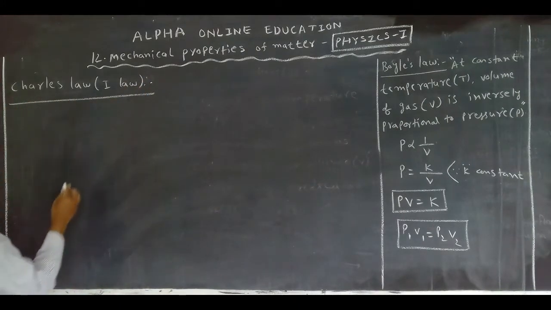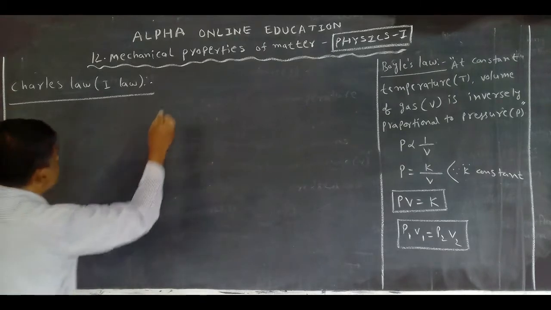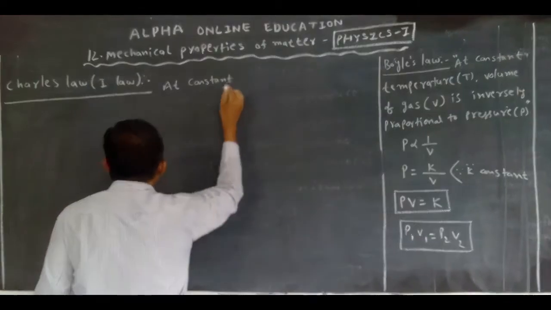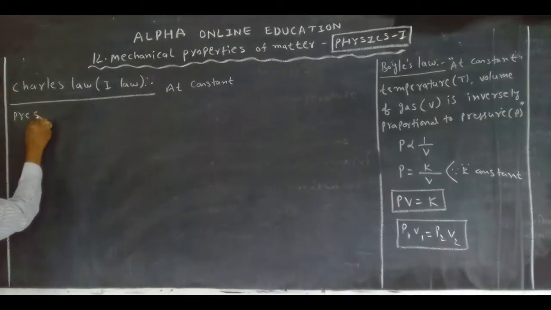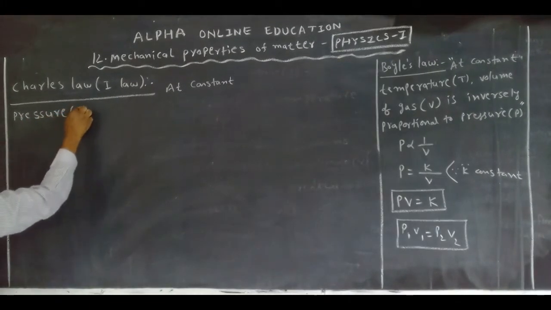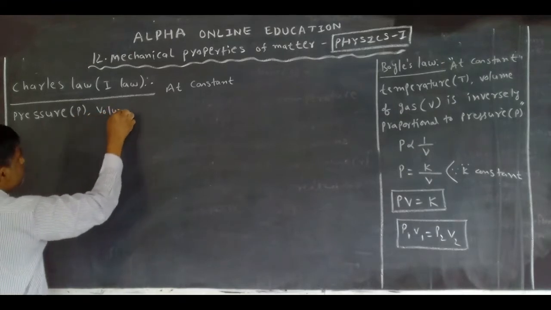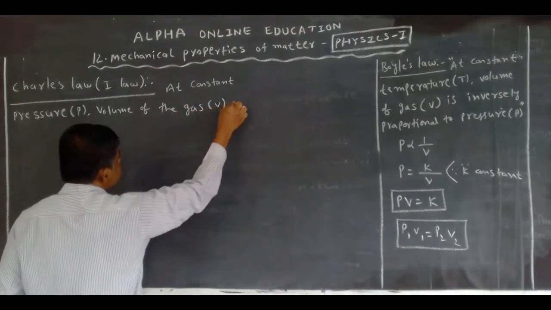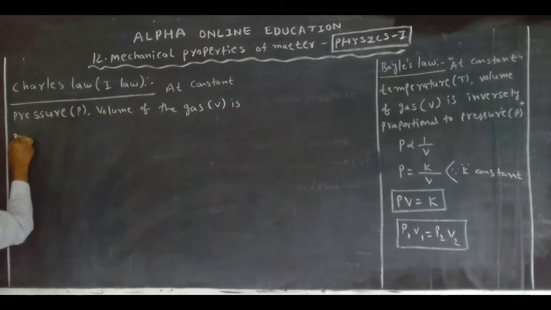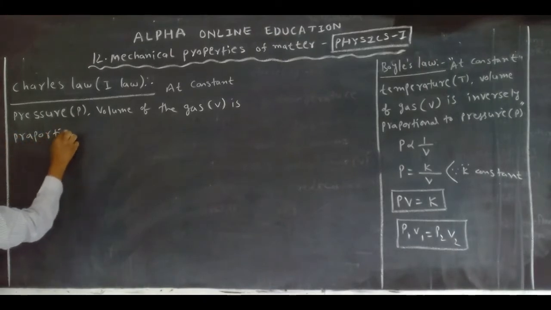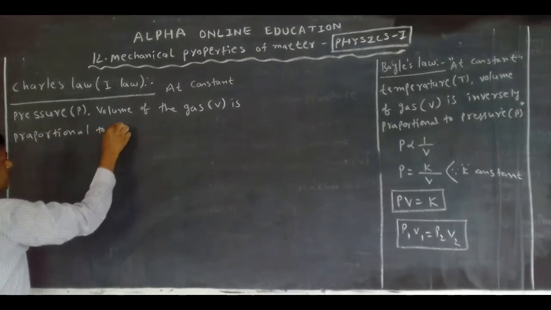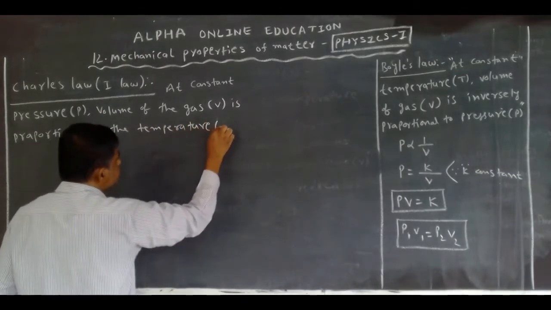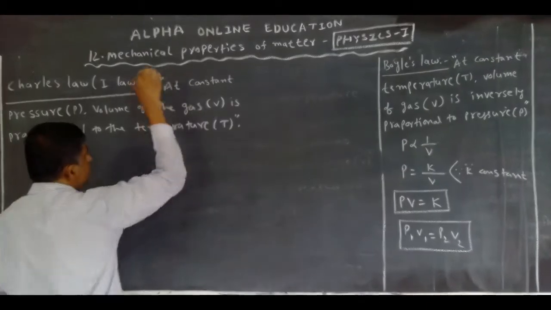Now what he says: at constant pressure, volume of the gas is proportional to the temperature. This is the Charles law.